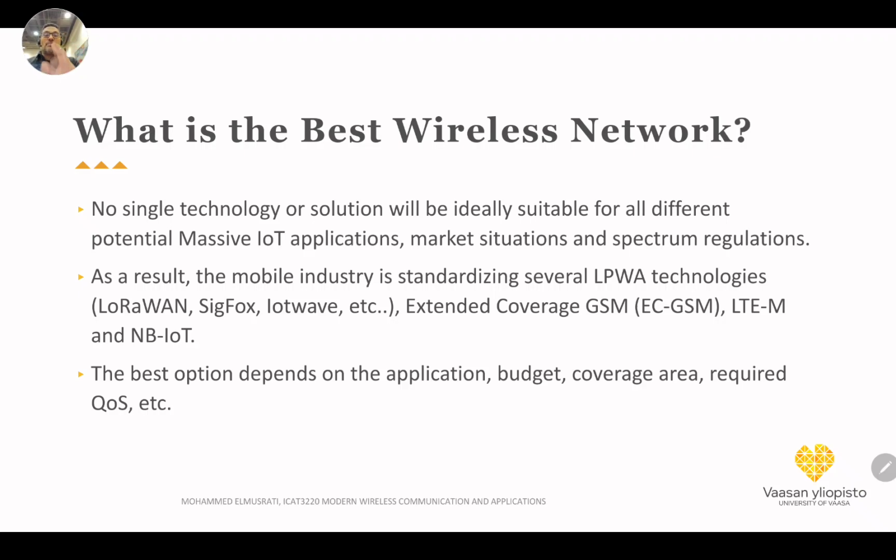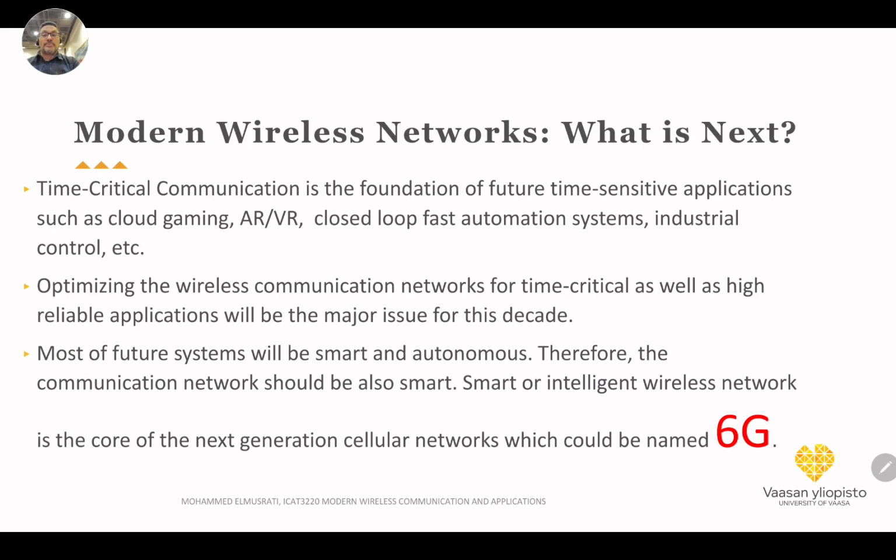The question now: what is the best wireless network that you should select for your application? It depends on the application itself. There is no single technology or solution that is ideally suitable for all the different potential massive IoT applications. It depends on the IoT application, the market situation, the spectrum regulations in certain countries, and so on. So we can think about the available solutions, and then select the best one for our own application. The best option depends on the application, available budget, coverage area, required quality of service, and so on.